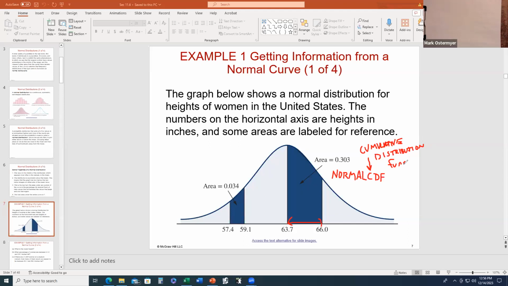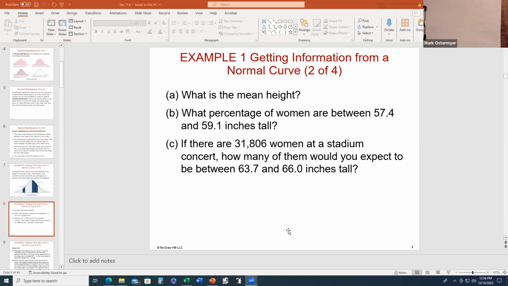In the old days, before we had this on our calculator, we had to use the standard normal probability distribution table in the back of our book to compute areas underneath this curve between any two values on the horizontal axis. But we don't have to use that table anymore. This normal CDF is going to supplant the table. We'll be looking at that in the near future here.